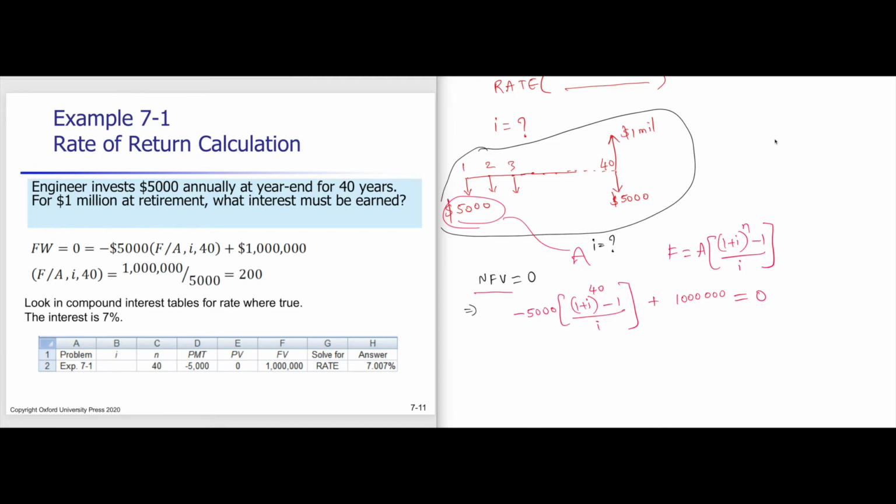The calculator takes, I think, a couple of seconds. And the answer I got here for I is 0.0700007. So it's approximately 0.07, which is 7%. That means for the employee to get $1 million at the end of 40 years, he must have a retirement account that would give him an I of 7%, which is, by the way, possible.